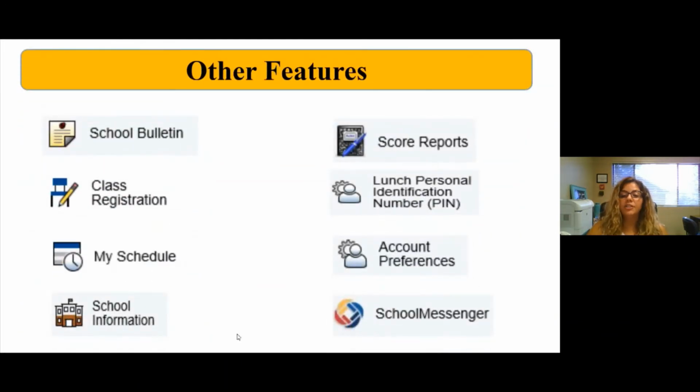So, exploring the navigation bar, here on the school bulletin icon, you can view daily and weekly school bulletins. On the class registration, you can view classes for the following year, but this is only open during balloting. When you click on My Schedule, you can view your child's schedule. Clicking on school information will show you the school address and phone number. School score reports will have any of the assessments or tests your child has taken. The lunch pin will show you your child's lunch pin number in case he or she forgot his pin number.